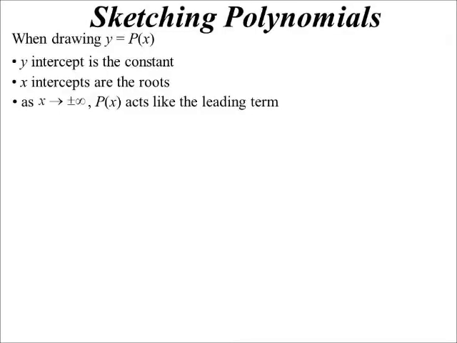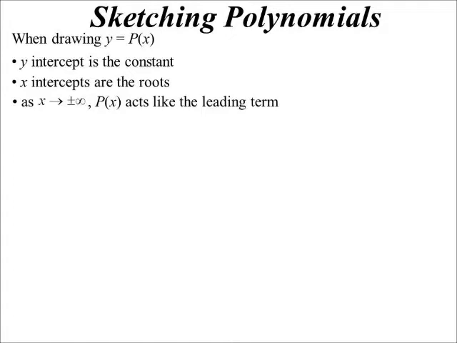As x approaches plus or minus infinity, a polynomial acts like the leading term. This is all to do with something called dominance. As x gets bigger and bigger and bigger, which term will dominate? It's always going to be the leading term because it's going to have the highest power, so it's the one that's going to get bigger the quickest.